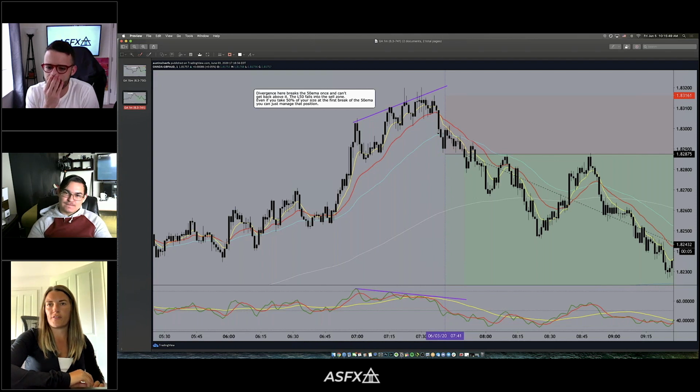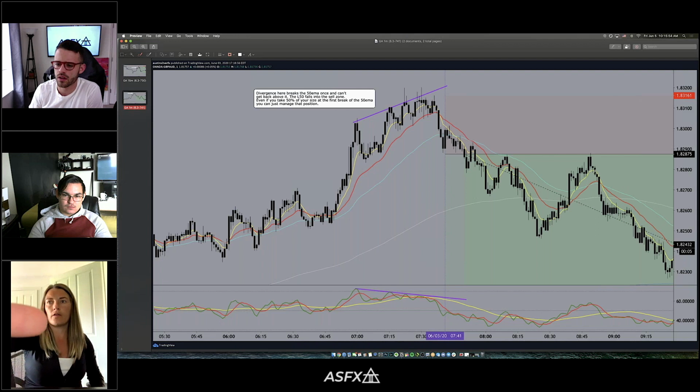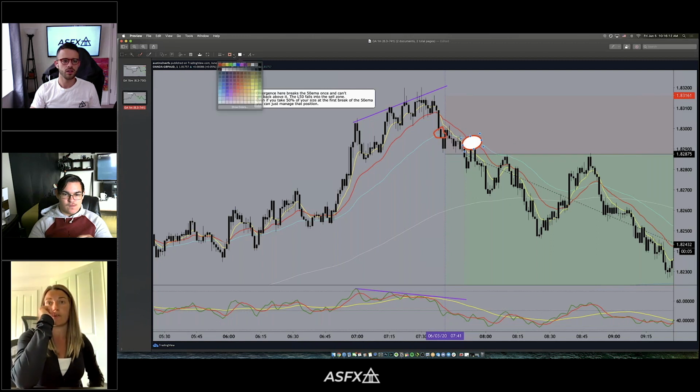I waited for the retest of the 50. Where was that? Like over here? No. So the first break of the 50 was, move your cursor along. Yep, here. And see where just that wick touches the 50 again. I got in just on that. So further up. Yeah, round here. That was where I took my second entry.